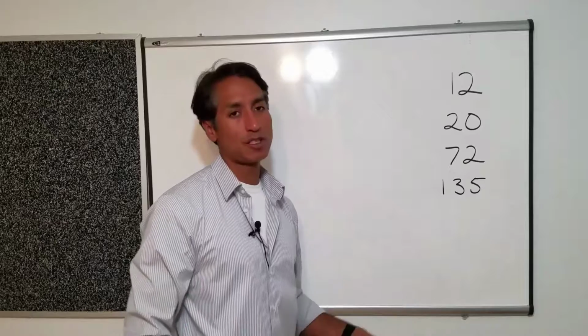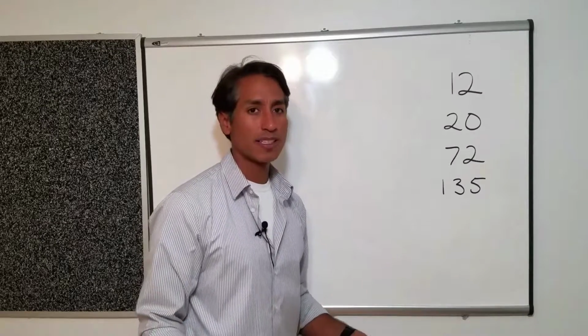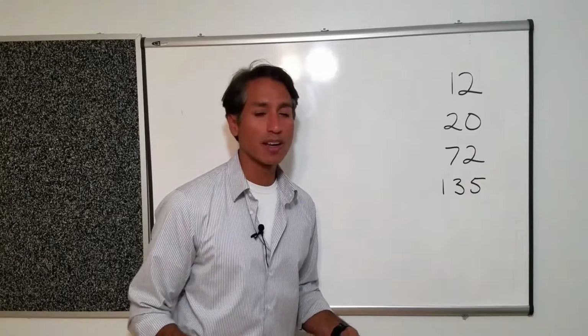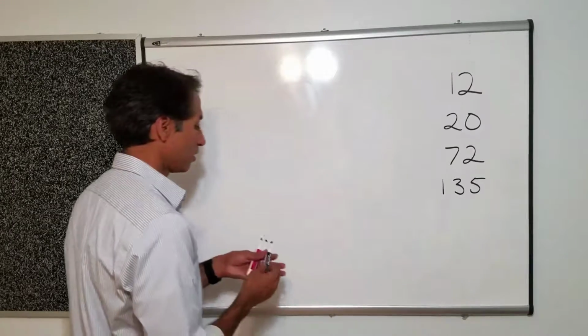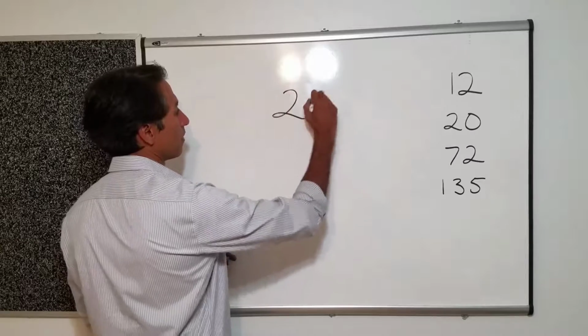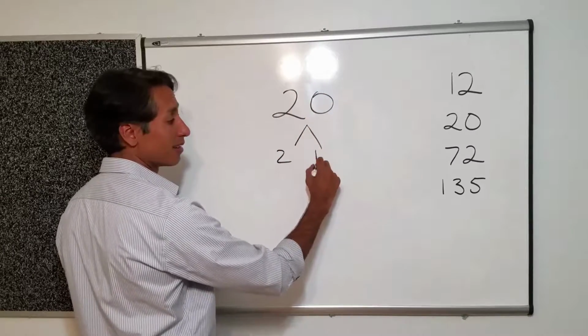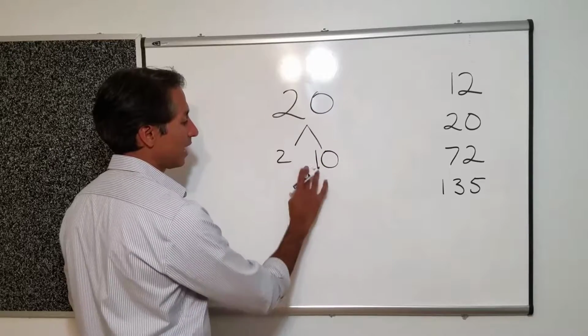I mean, they could give you a number like 2,426, and then you're just cranking out division work, where if you had a calculator, you can usually get through it pretty quick. The number 20, 2 times, exactly, 2 times 10.